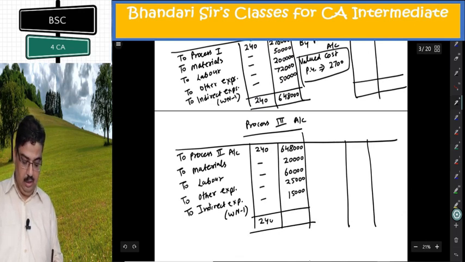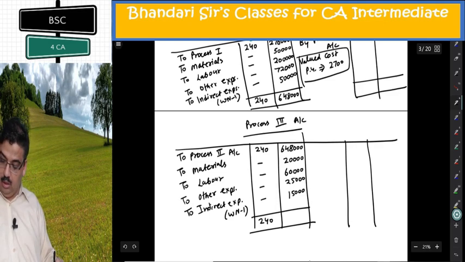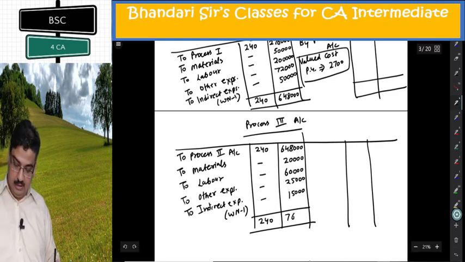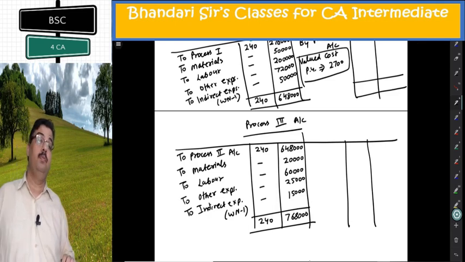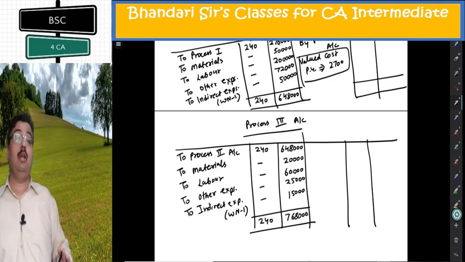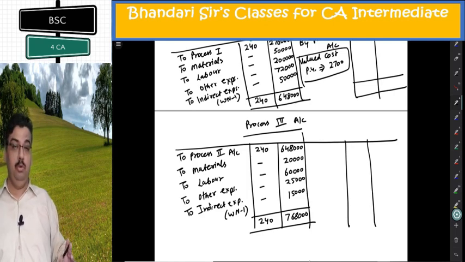Now 240 units cost me a total of 7,68,000. Now where does it go? If it was sold, I will write by cost of sale. When nothing is given, it will go to the finished goods stock. Whenever it is sold, it will be taken to cost of sale.